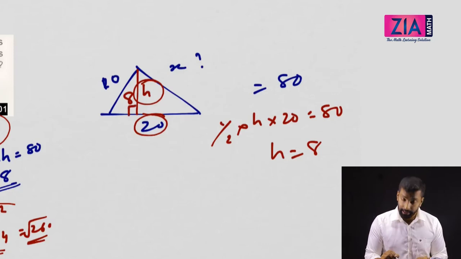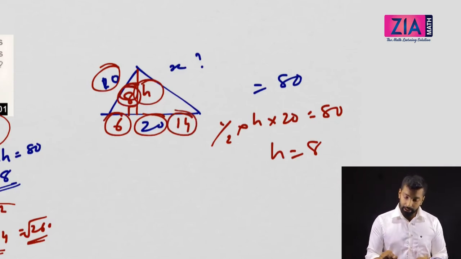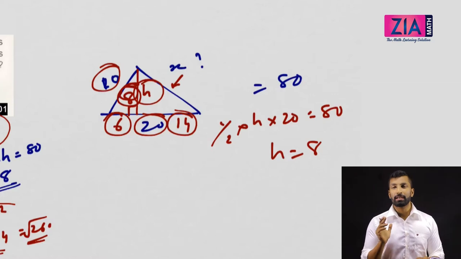And we know this is a right angle triangle. So one side is 10, other side is 8. So I got this as 6. So if this is 6, I got this as 14. Now this is 14 and this is 8. So I can get this side just by using Pythagoras theorem. And that's how I got the answer faster.